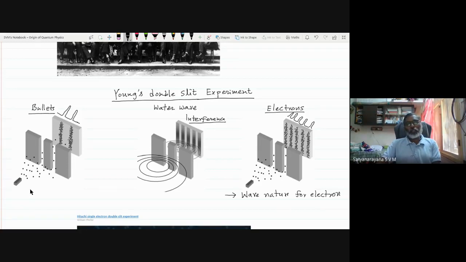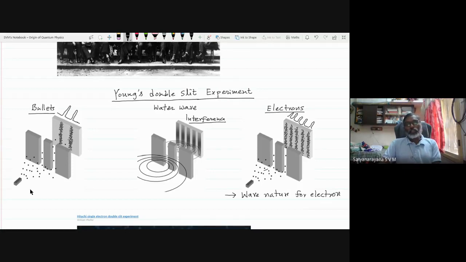So in that case, what happens? Only one electron comes out, and at any given point in time there is only one electron in the entire apparatus. After that electron gets registered on the screen at some location, the second electron will come. One can design experiments like this these days with technological advancement. The first electron will get registered somewhere on the screen, then the second electron will come and also get registered somewhere.